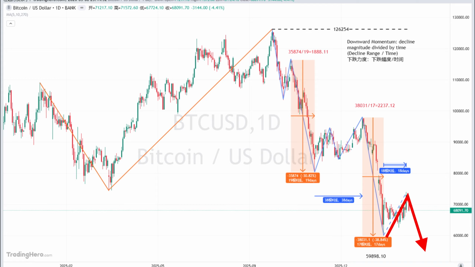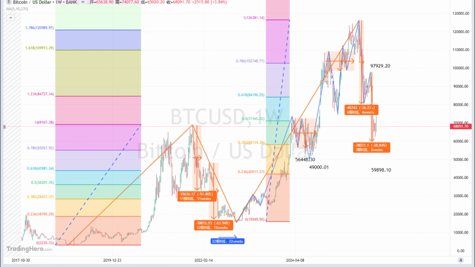From the daily degree perspective, if we are bullish on Bitcoin's later price action, we cannot buy the bottom just yet. Now let's switch the chart time frame to the weekly chart. Since the decline from the high, it has also shown 2 downside moves, and the downside momentum hasn't significantly weakened. I won't calculate this momentum for you. You can do it yourselves.